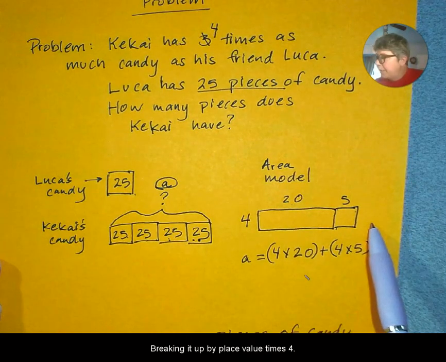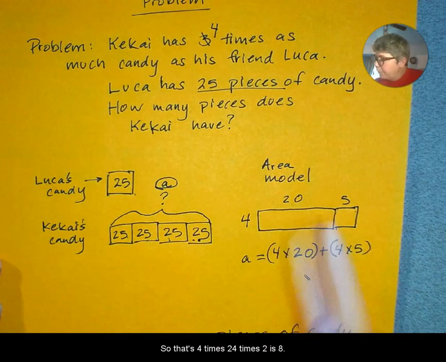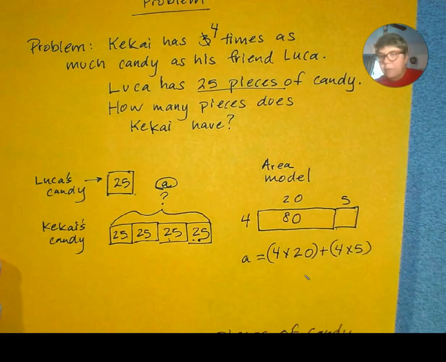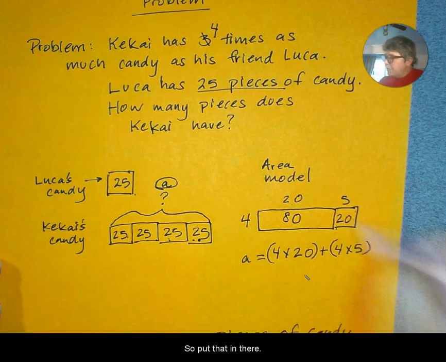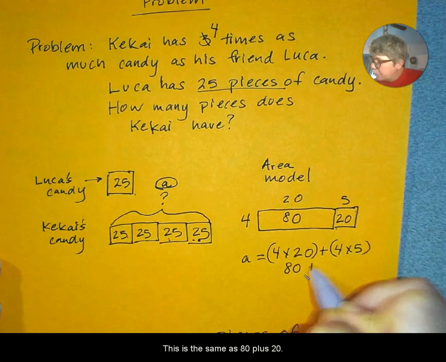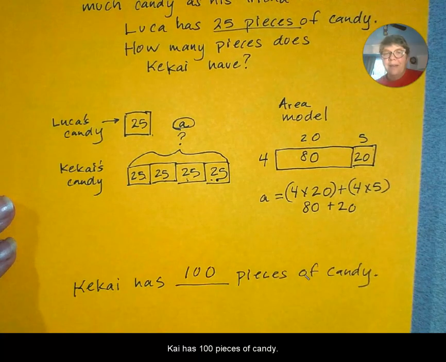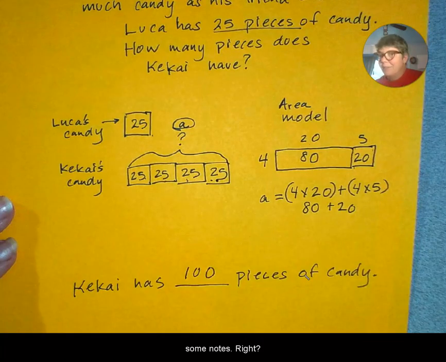25, right? Breaking it up by place value, times 4. So that's 4 times 20. 4 times 2 is 8, bring along the 0, so that's 80. And 5 times 4 is 20, so put that in there. This is the same as 80 plus 20. So Kekai has 100 pieces of candy. A great time to pause me and write this down and take some notes, right?